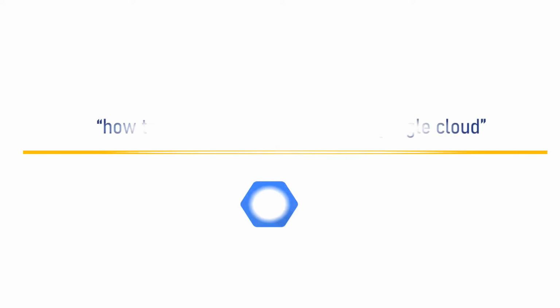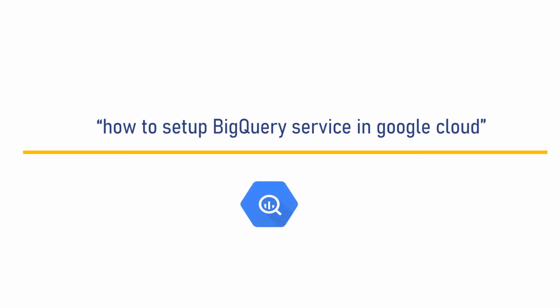In this lesson, we are going to see how to set up BigQuery service in Google Cloud. There are in total 3 ways in which we can use BigQuery warehouse in Google Cloud. Selecting and opting for one of these depends on the purpose for which we are trying to use BigQuery. Let's see each of these one by one.